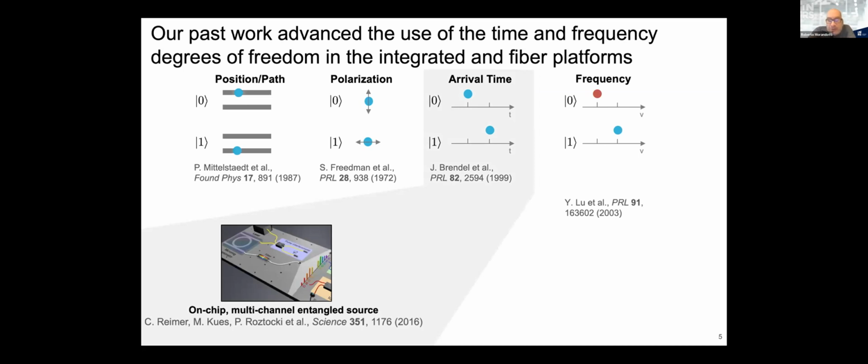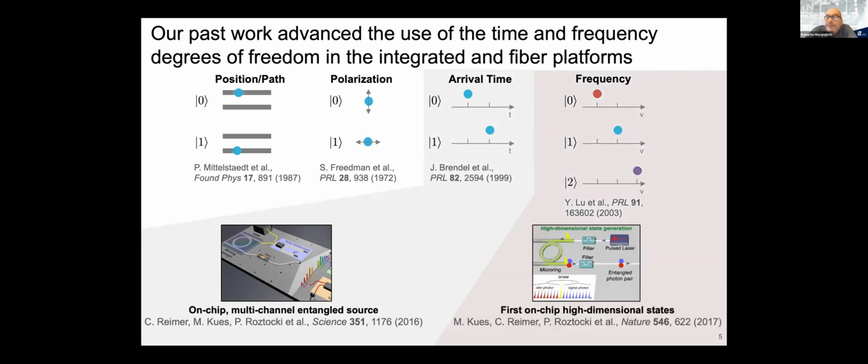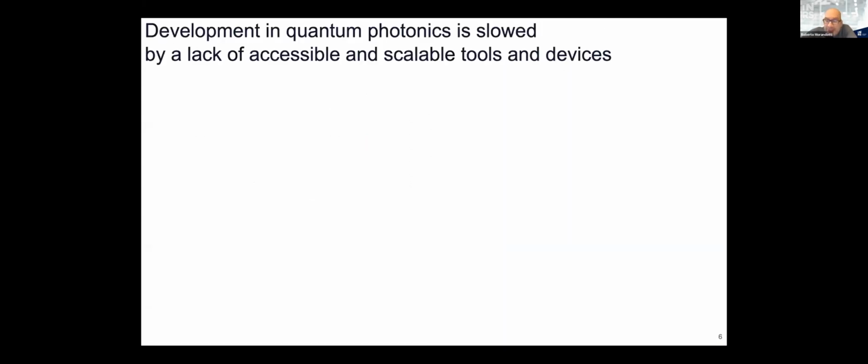So these are just two examples of previous work we did, not so recent anymore. One is about the use of time-bin entanglement to create a complex quantum state based on the temporal degree of freedom, and the other one, a little bit more recent, is about the possibility to create high-dimensional photon states on a chip using, again, this discrete formalism.